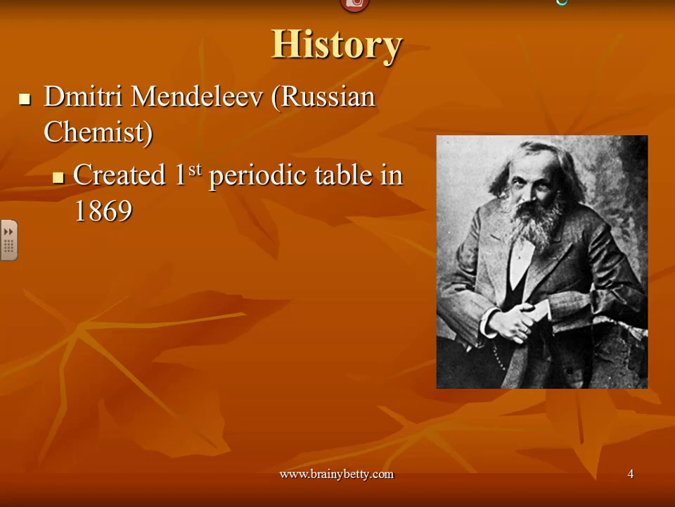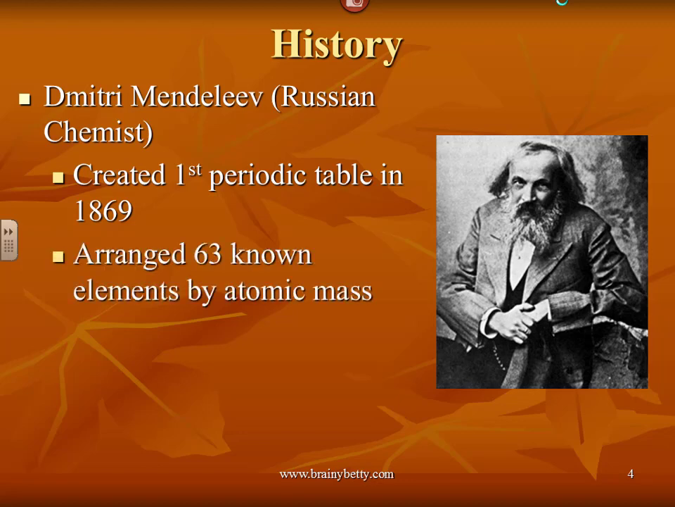He was the first person to take all the elements that we knew of and try to put them into groups or organize them into categories. He did that by arranging the 63 elements that he knew by their atomic mass. He took those first 63 elements that he knew of and he put them in order of atomic mass.